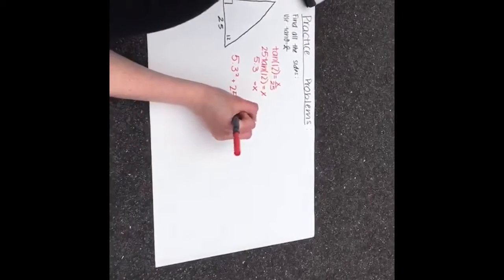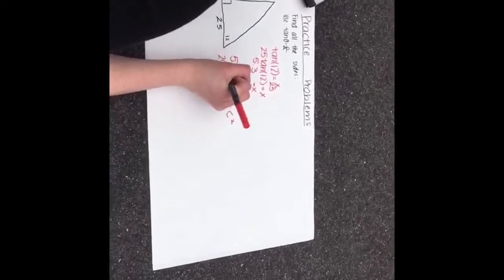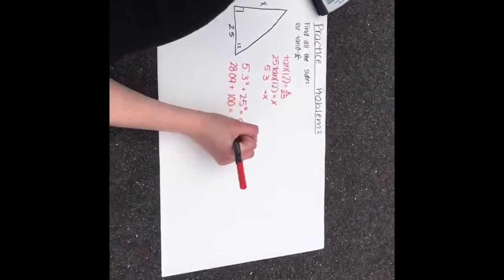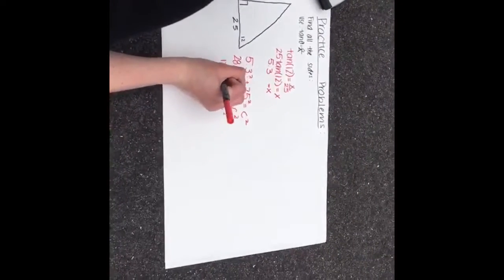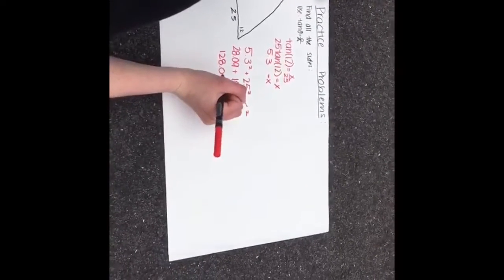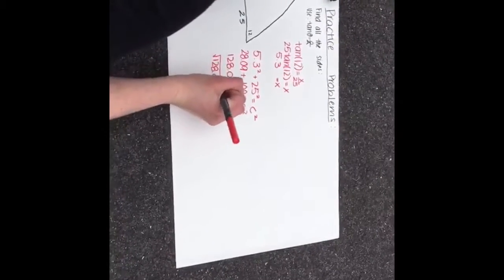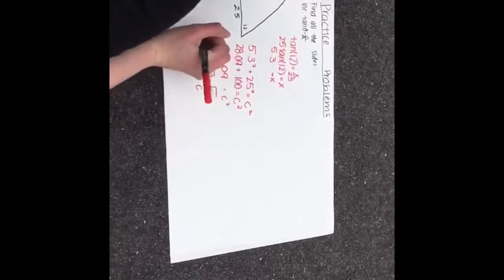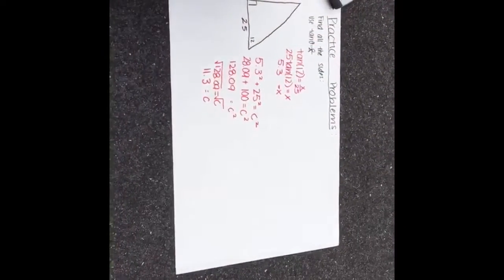Now you have to find the other side, which is the hypotenuse. You use Pythagorean theorem, which is a squared plus b squared equals c squared. You already have a and b, so you square a, square b, add them together, set them equal to c squared. After you add those two numbers together, you take the square root of it to find c. And that is all for this problem.